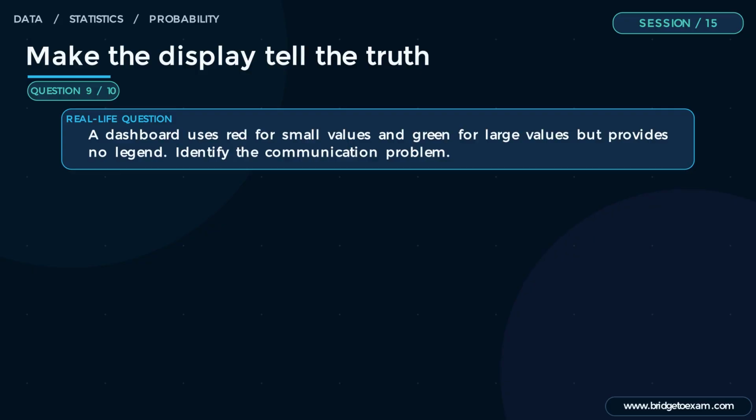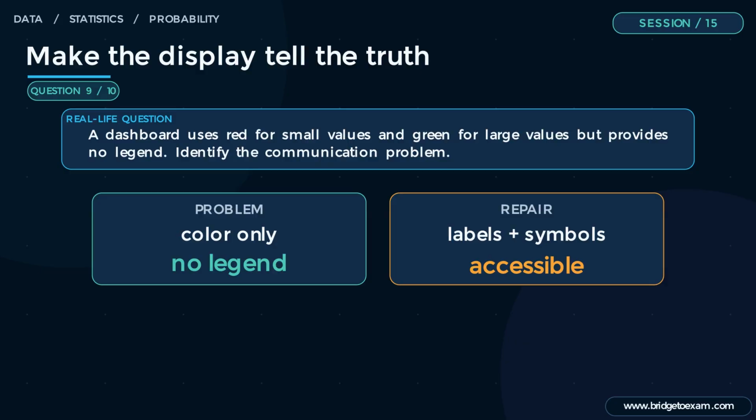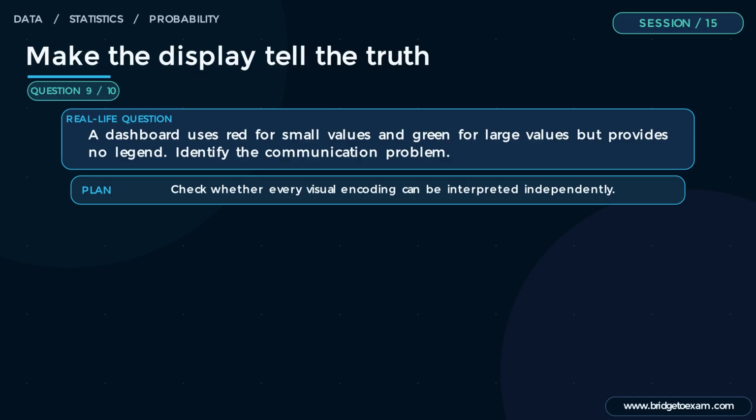Example 9. A dashboard uses red for small values and green for large values but provides no legend. Identify the communication problem. The comparison places both cases on the same scale. Plan. Check whether every visual encoding can be interpreted independently.